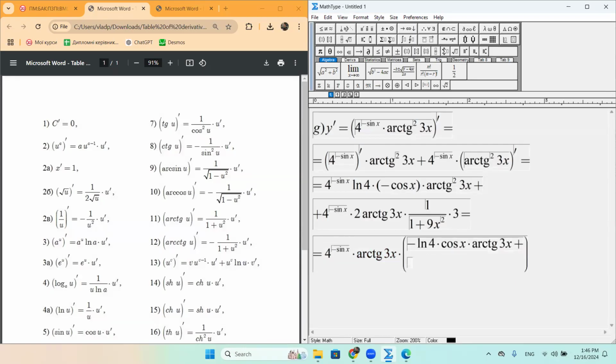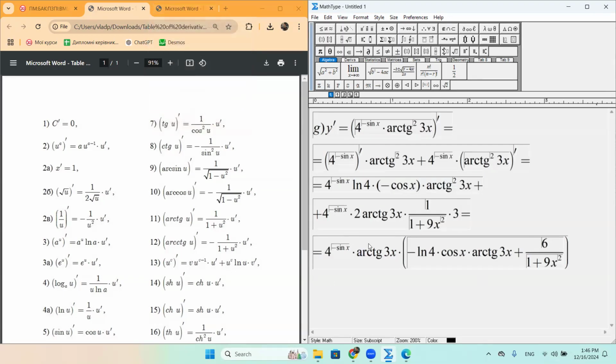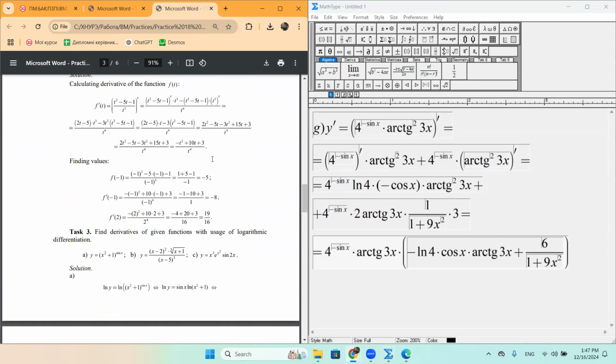Plus 6, so 2 and 3 here, plus 6 divided by 1 plus 9x in power of 2. So simplified. Any questions about this task? So it looks more beautiful. No. Okay, no questions. Good.